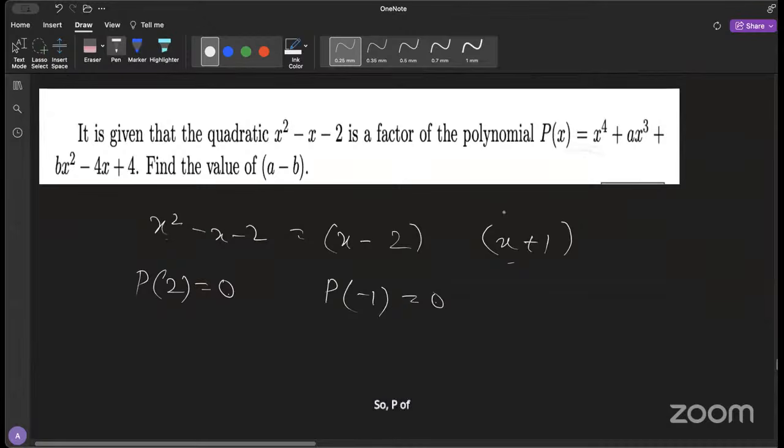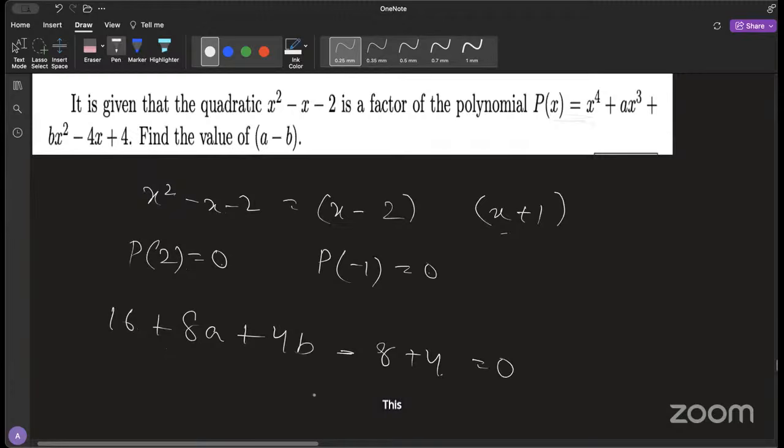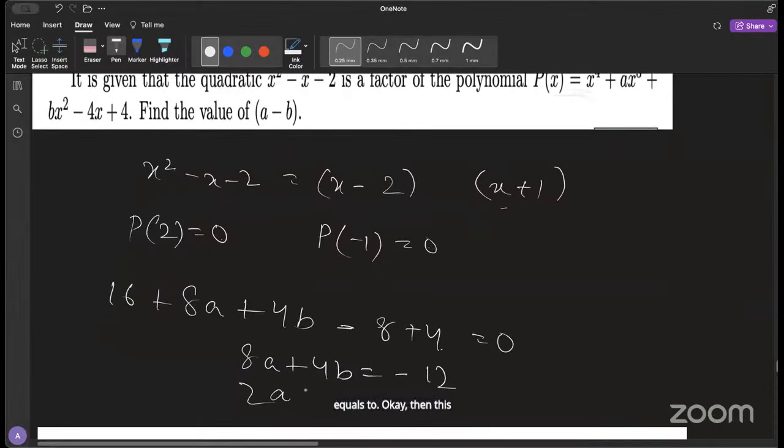So P(2) is 2 to the power 4, which is 16, then 8a, then 4b. I'm just substituting x equals 2 here in P. Then minus 8 plus 4, right? This will be 0. It will come 8a plus 4b equals minus 12. Then this is going to be 2a plus b equals minus 3.